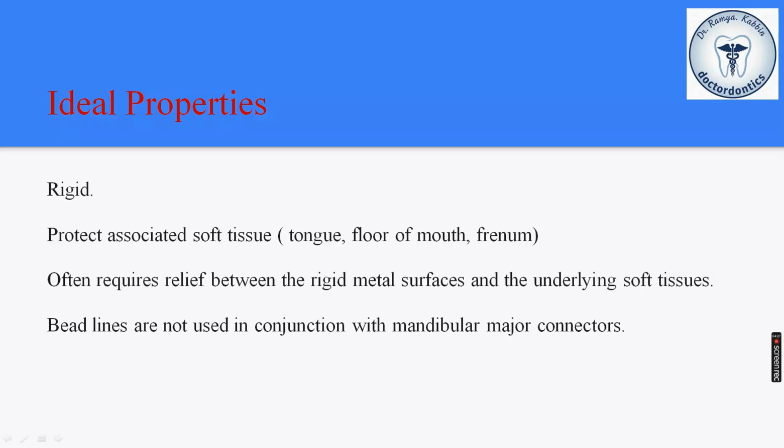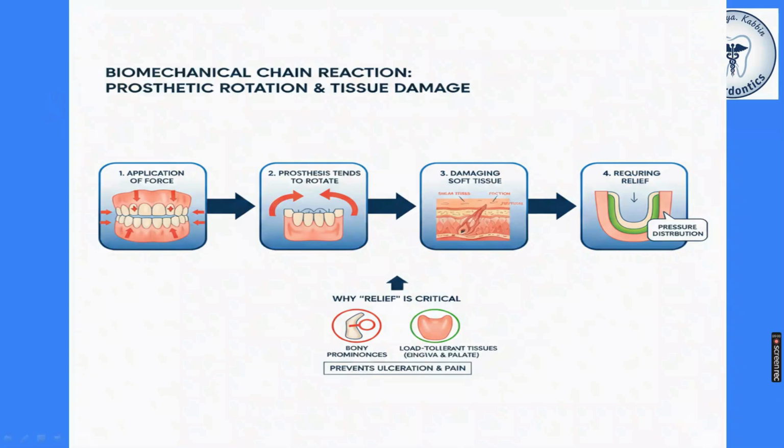Now, bead lines. Bead line is something I told about in the maxillary major connector. It is a fold in the design which is required for retention in the maxillary connector, because there you have a broad palate and you are taking retention from the palate. So the bead line is one of the unique characteristics of the maxillary major connector. We don't need that in the mandibular major connector because we don't have a palate. So we do not require that design concept.